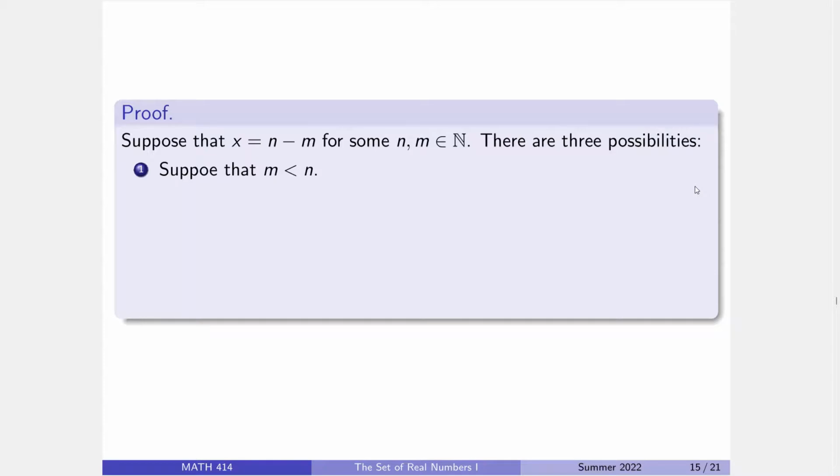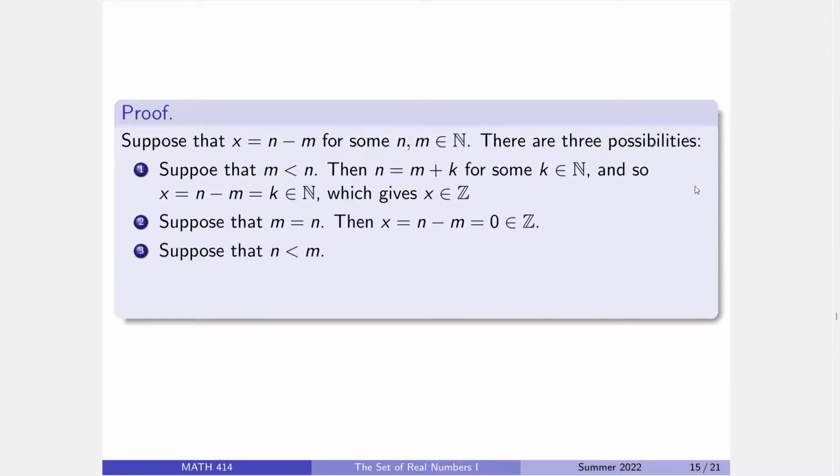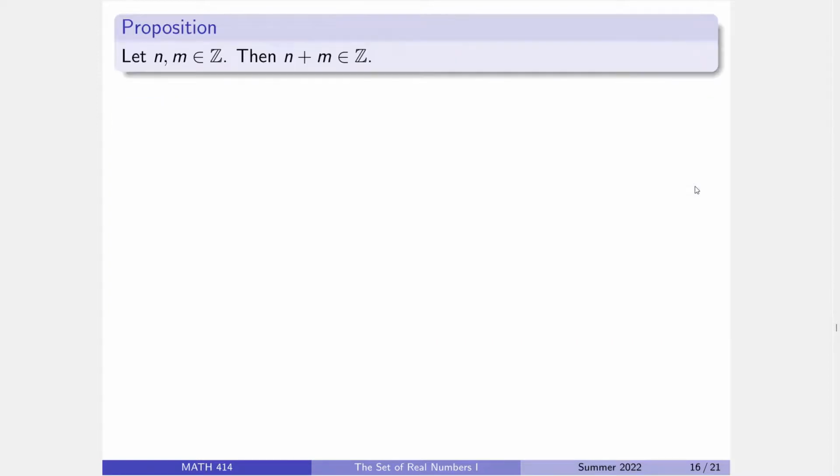So if m is strictly less than n, that means n is m plus k for some natural number k. x is n minus m, so that means x has to be k, which is a natural number, so x is an integer. Beautiful. If m is equal to n, well, then x is 0, which is an integer. And likewise, if n is less than m, well, then m is n plus k for some k out of the natural numbers, and so then x is equal to negative k, which is an integer. And there we go. Regardless, we have to be an integer. Beautiful. All right, so this is a wonderful characterization of integers, and it lets you prove pretty much any fact you want to prove about integers.